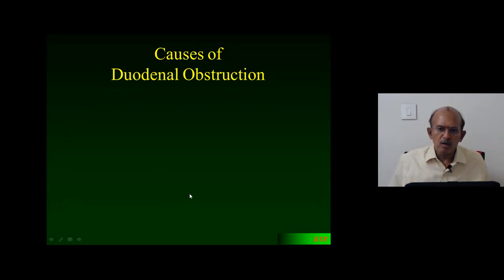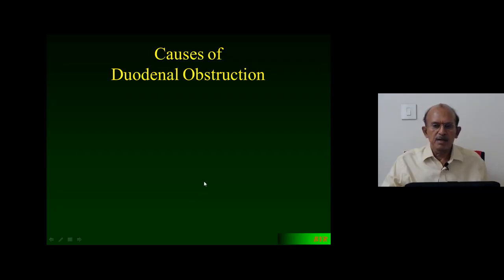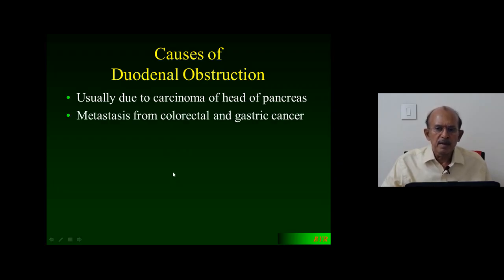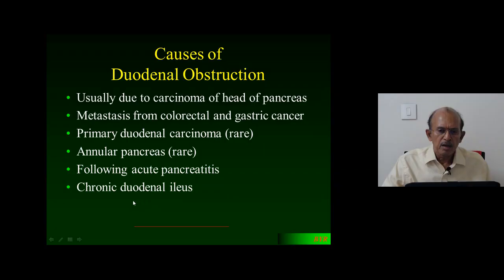So we are coming to the end of this class, so end of this chapter. The causes of duodenal obstruction: apart from the carcinoma of the duodenum, there are other causes like carcinoma of the head of the pancreas, which is the commonest cause. Then metastasis from colorectal and gastric cancer, primary duodenal carcinoma, annular pancreas, following acute pancreatitis, and following chronic duodenal ileus. So all these conditions can cause obstruction of the duodenum.